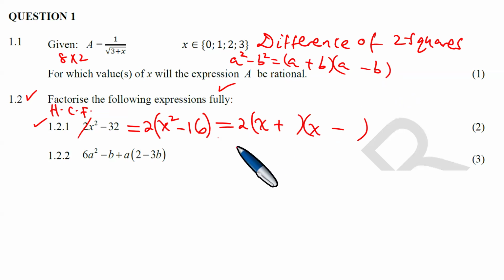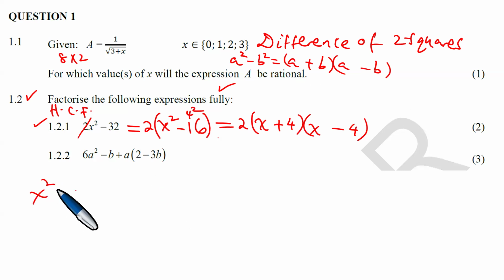And do the same here, because this 16 can be written as a perfect square, and it is the same as what? 4 squared. And therefore, because it's the same as 4 squared, we do this. So the 4 is like our b, and then we put plus b minus b. So we're going to put plus 4 minus 4. Okay, so make sure you get these ones right.